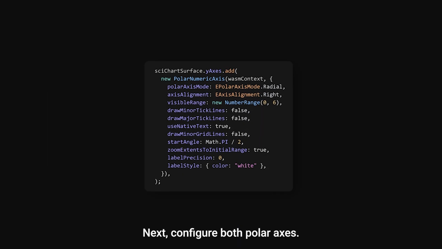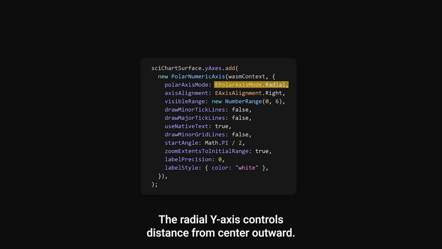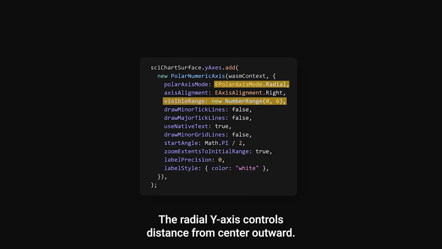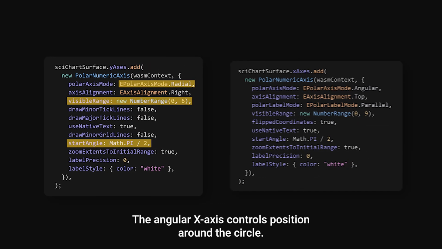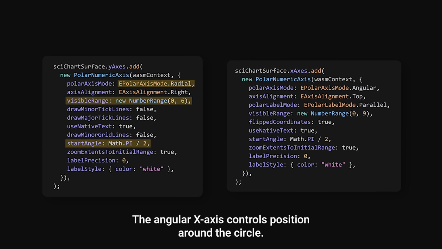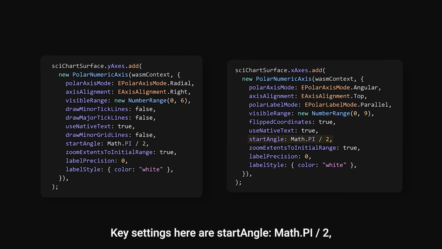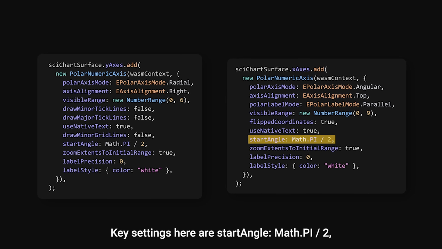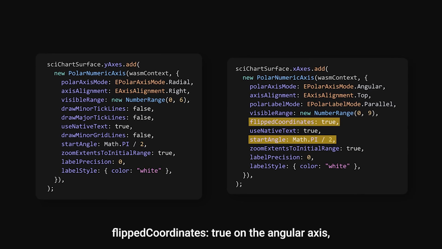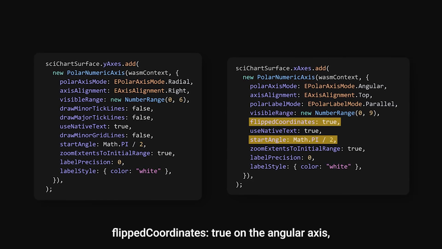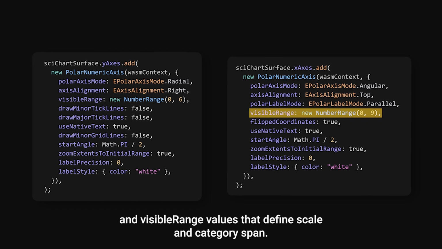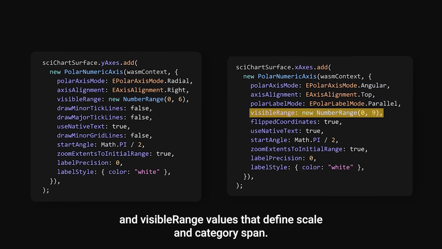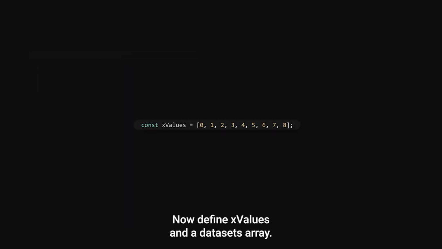Next, configure both polar axes. The radial y-axis controls distance from center outward. The angular x-axis controls position around the circle. Key settings here are start angle, math.pi divided by 2, flippedCoordinates: true on the angular axis, and visible range values that define scale and category span.